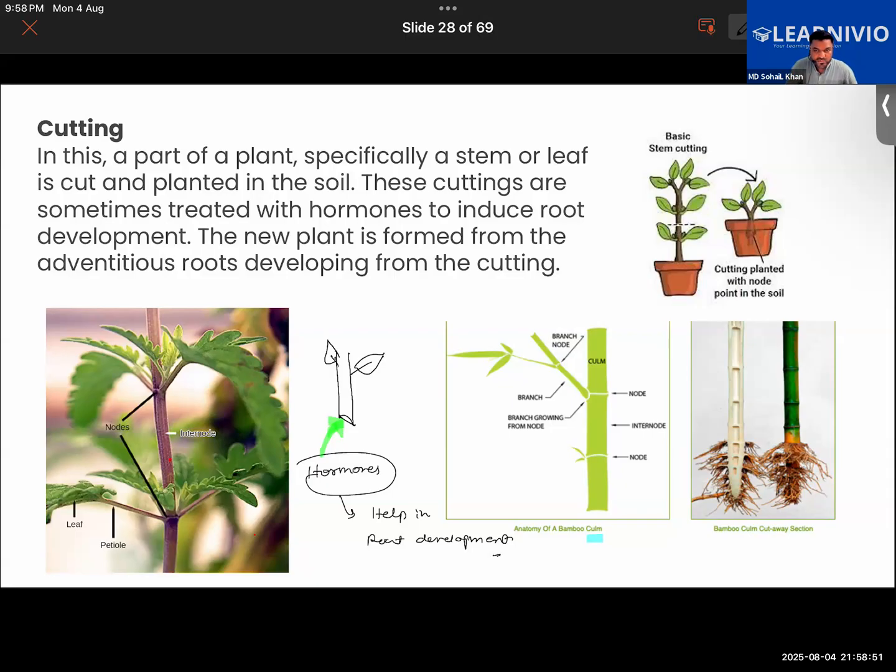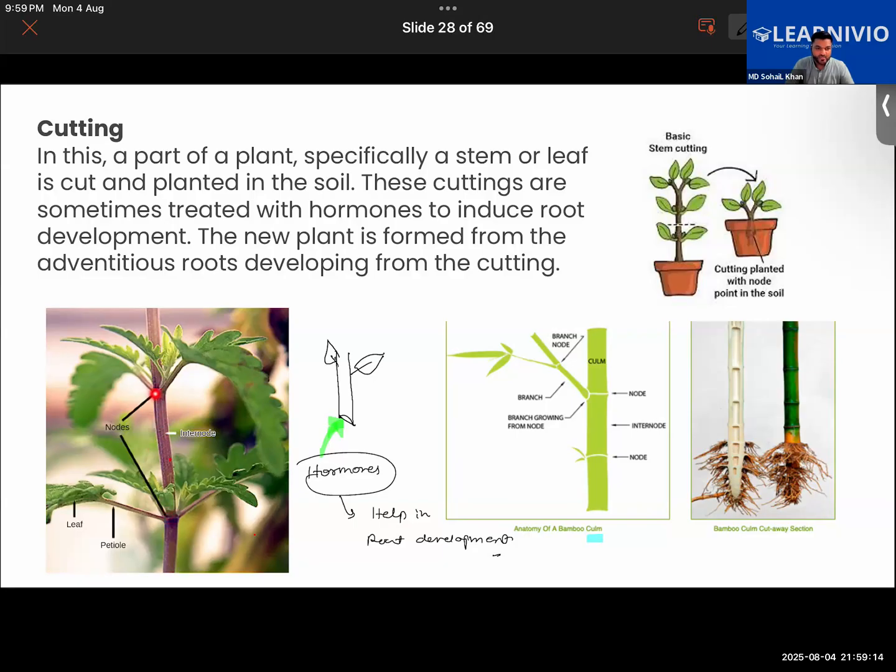Not for every plant. There's a condition for that also. It will work for only those plants which have got nodes in them like this. Getting it? So now the question is, what is the node? Look over here. This area of the stem, that is called a node.